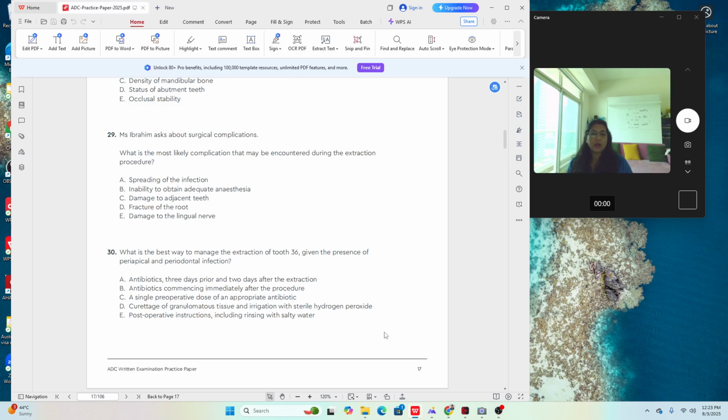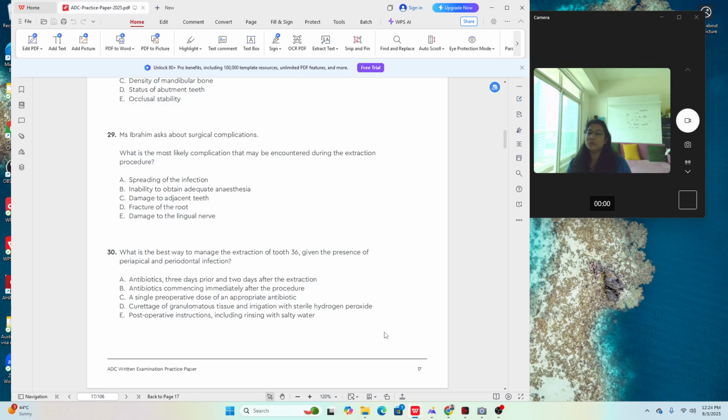Because it's not a huge granulation tissue, it's not a cystic lesion, you are not going to irrigate that area with sterile hydrogen peroxide after extraction. You may choose to do curettage, but I would not say you have to do irrigation. You would do irrigation if it was a cystic lesion or something. This is not a cystic lesion. It's a small abscess, and the abscess was there because the focus of infection was the tooth.